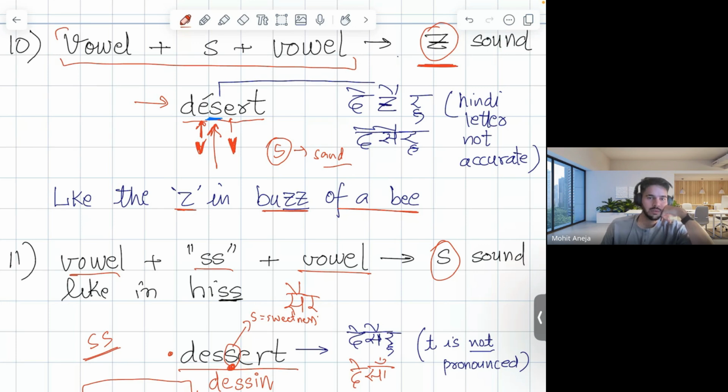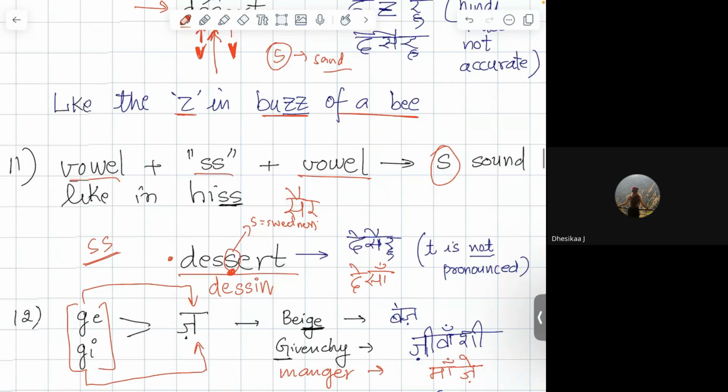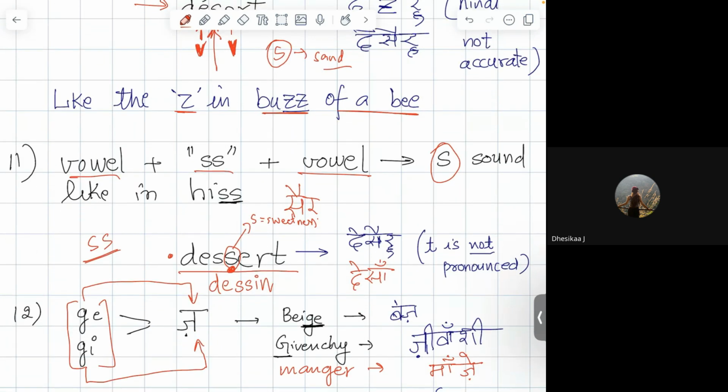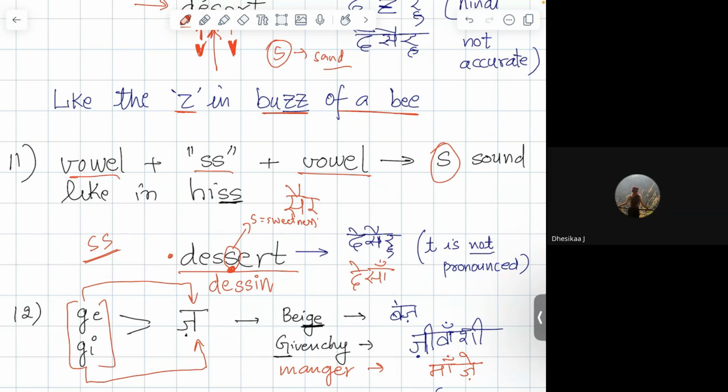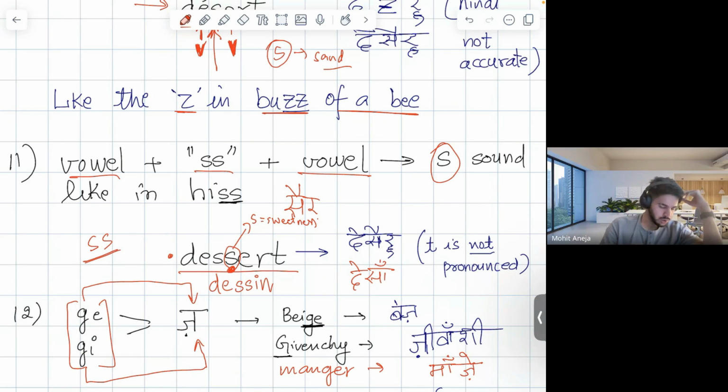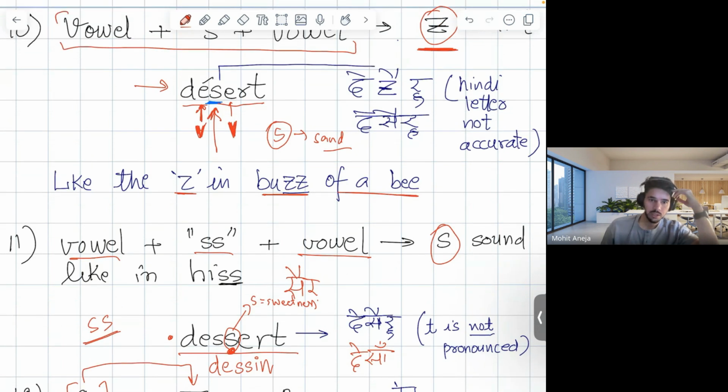Desika, can you say the second rule for me, please? When there's a double S between vowels, we can pronounce the S as S, this sound. Yes, that's correct. Very good. So Hussein, did you get these rules? Understood?